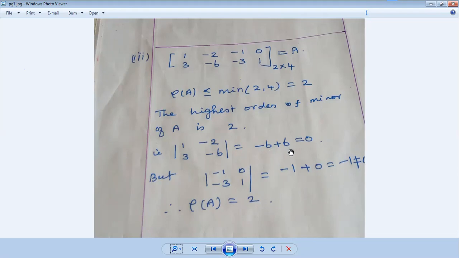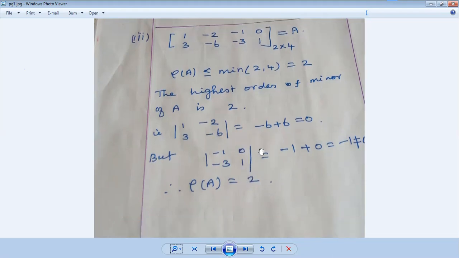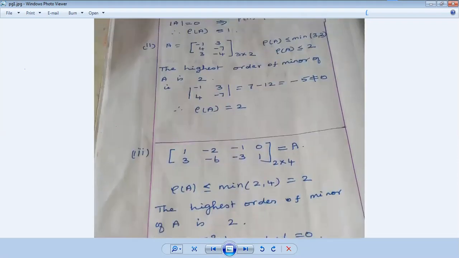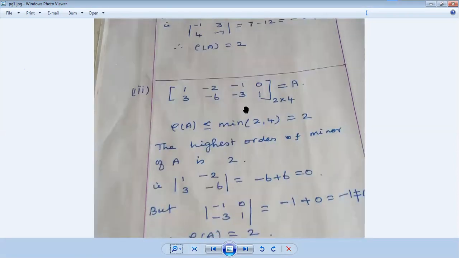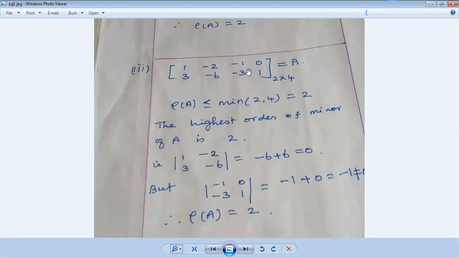Here, if the minor of the matrix is equal to 0, but at least one of the minors is not equal to 0, then the rank of the matrix is 2. But in the previous problem, all the minors are equal to 0. Therefore, the rank is 2. But here, at least one minor is not equal to 0. Therefore, the rank of the matrix is 2. Clear, students? Then, next question.